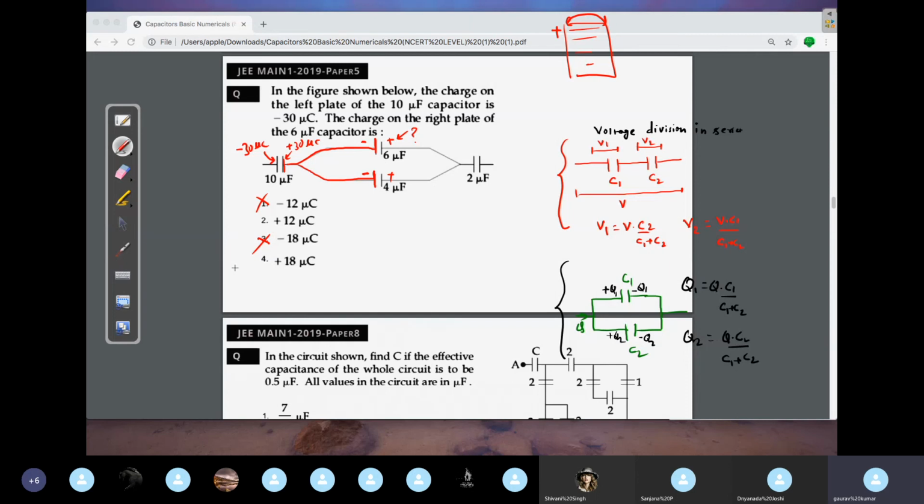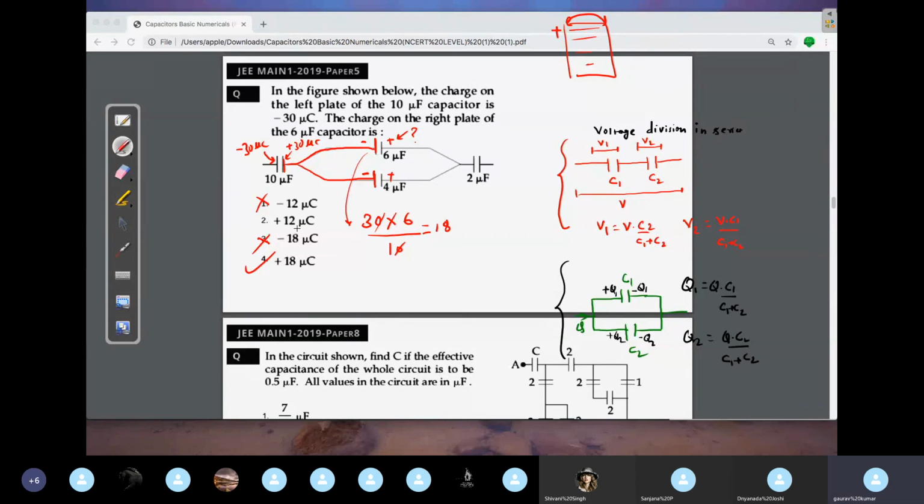Now it's very simple. 30 microcoulomb you have distributed in these two, right? So how much charge will you get here? It's a parallel division. Charge on this will be 30 multiplied by 6, divided by the addition of these two. What is the addition of these two? 10. We'll get 18. Right? 18 microcoulomb is the answer to the question.